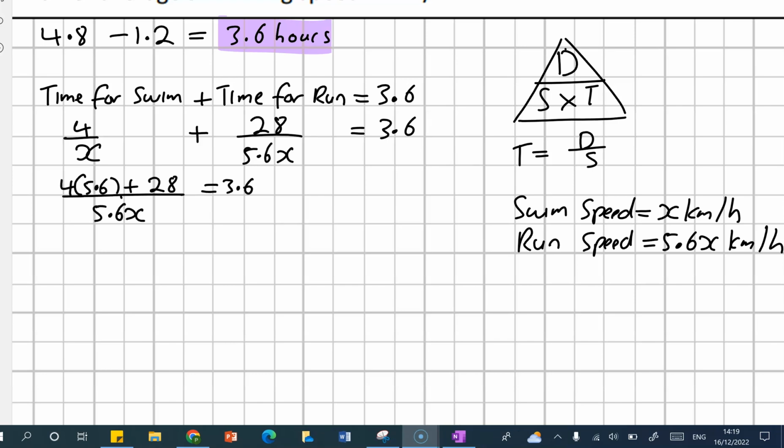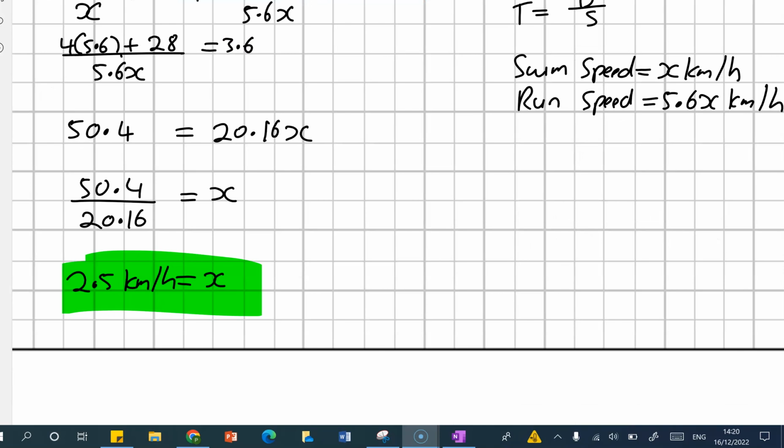I get a common denominator for both of 5.6x, and then bring the 5.6x over to multiply. 50.4 equals 20.16x. So finally I get x, which represents the swim speed of 2.5 kilometers per hour.